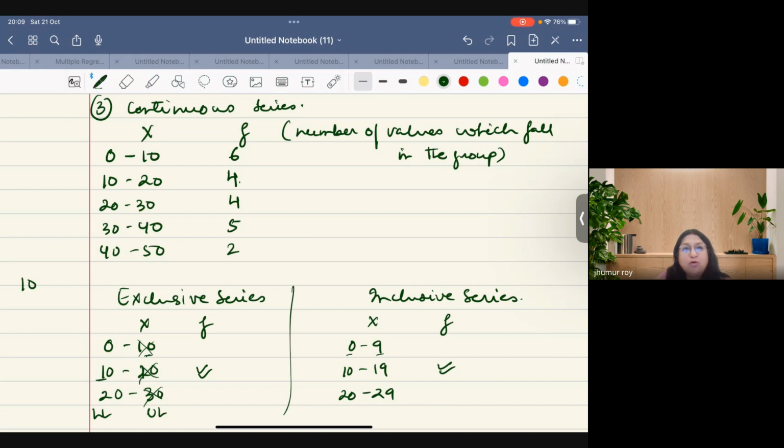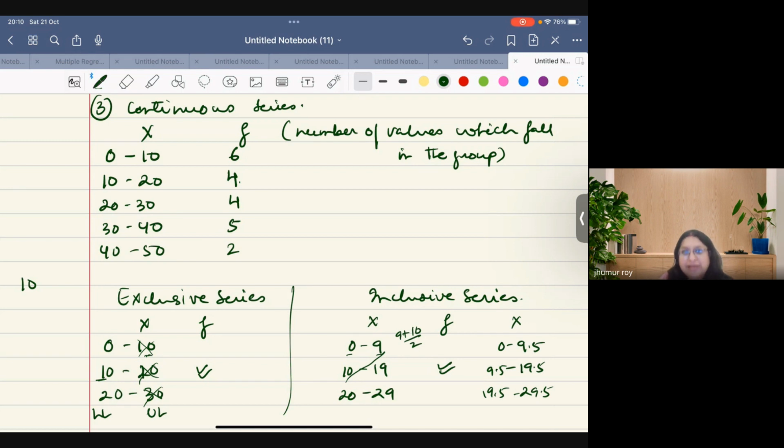So if I want to write this series in the other method, how will I write? It will become 0 to 9.5, 9.5 to 19.5, 19.5 to 29.5. So I'm adding these two values, that is 9 plus 10 divided by 2, so that I get all the values covered.